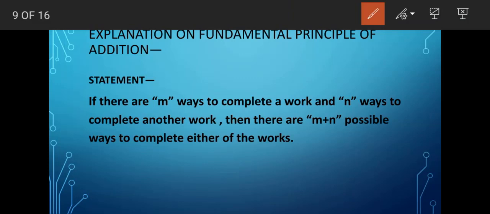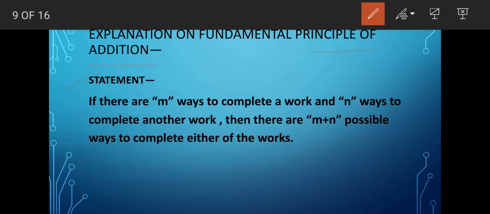Then next here we get the explanation on fundamental principle of addition. The statement has just a little bit of difference from the previous principle. That means there is a very minute difference between these two principles. It is just a difference of a word, but there is a huge difference between the concepts. So what do we get here?